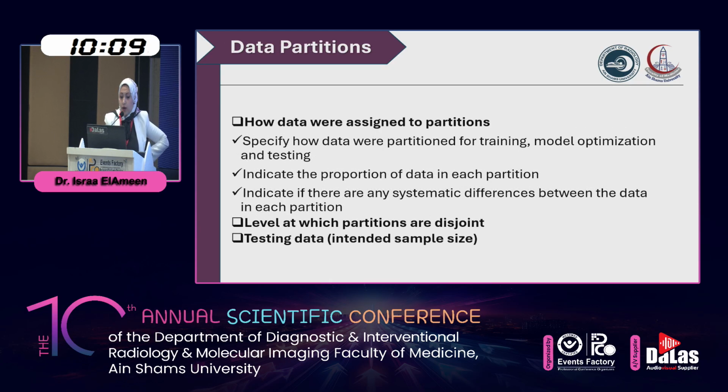And now we'll go to the data partitions. At first, you should give us information on how your data were assigned to partitions. You have to specify how the data were partitioned into the training stage, the model optimization, and the testing part. You need to let us know the proportion of data in each partition. For example, here was 80, there was 10, there was 5, and you need to let us know why there was a difference between the different partitions. You also need to let us know at which level the partitions were disjoint, so that there will be no overlap between the different imaging series of the same patient. And finally, don't forget to mention your sample size.